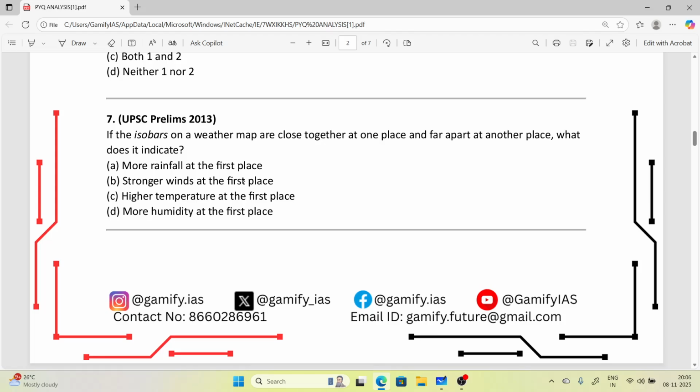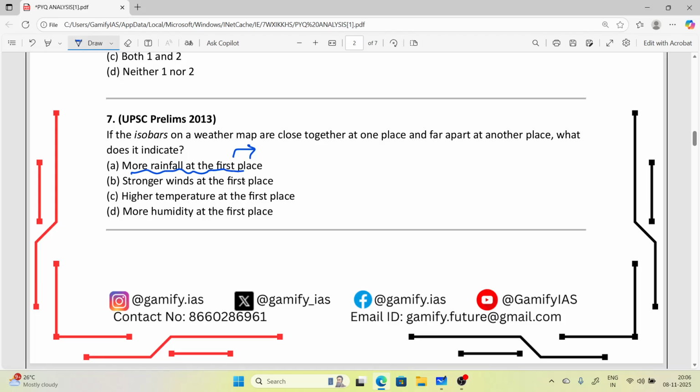Now let us discuss the other statements as well. More rainfall at the first place. No. Rainfall, what are the parameters? Rain depends on something called humidity. It depends on temperature. It depends on the uplift of the winds and all. We'll be learning that in the climatology chapter. So rain cannot be the answer.